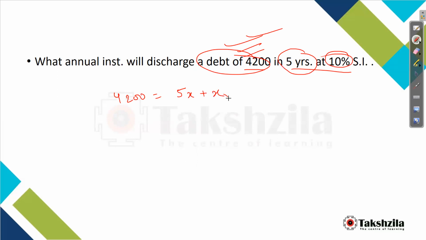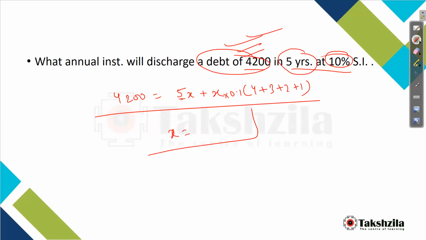Now 10% means 0.1. So 0.1, and now numbers less than 5 are 4, 3, 2, 1. Just solve this. That's it. Nothing else. You should use the on-screen calculator. Solve it. That's it. Done. A one-liner question.